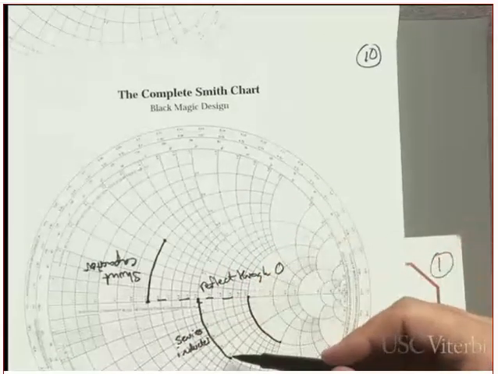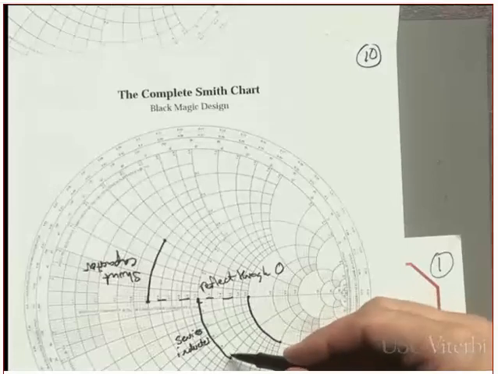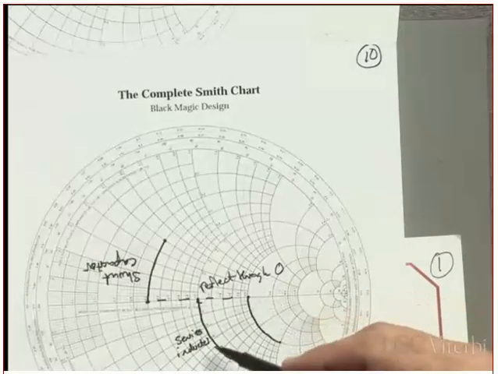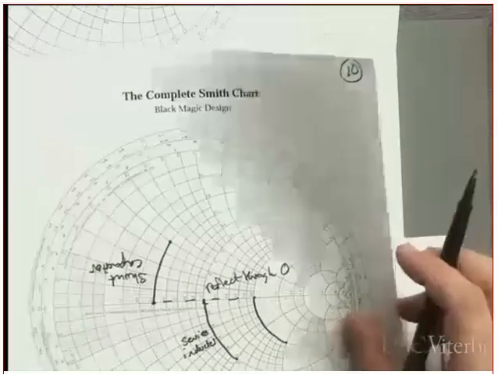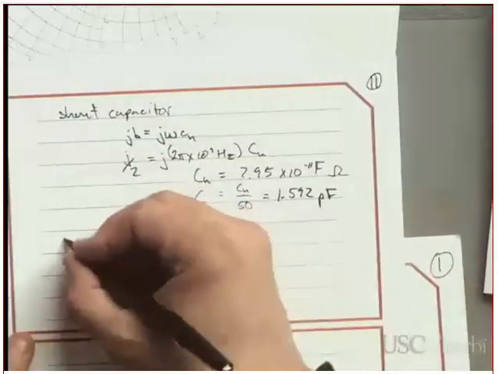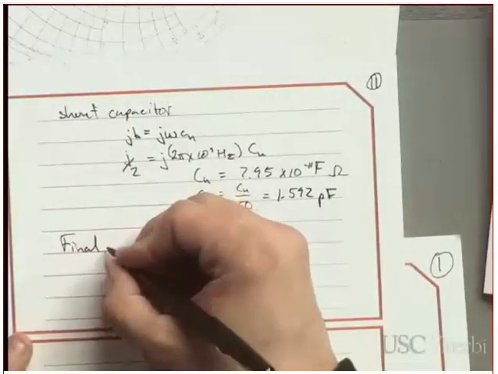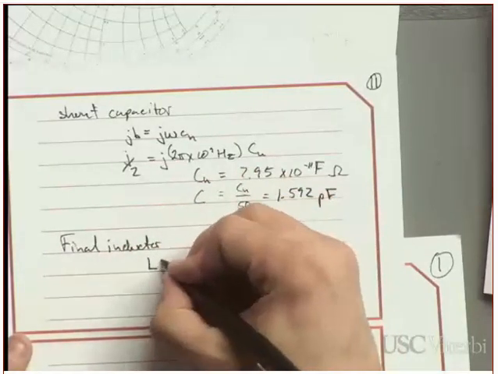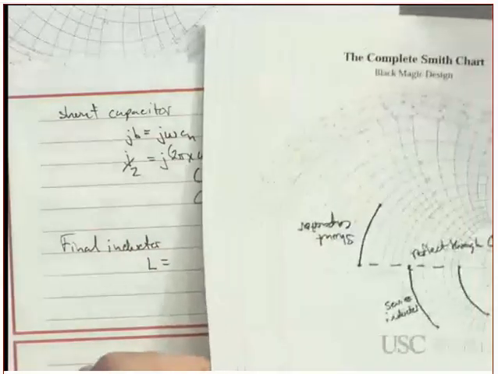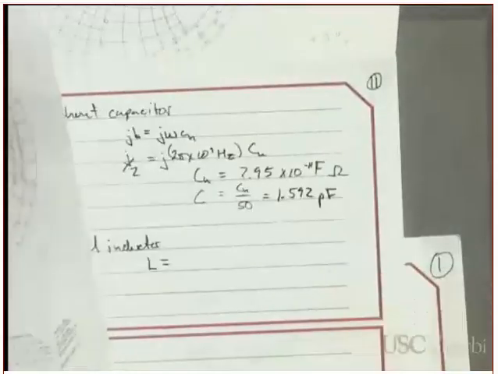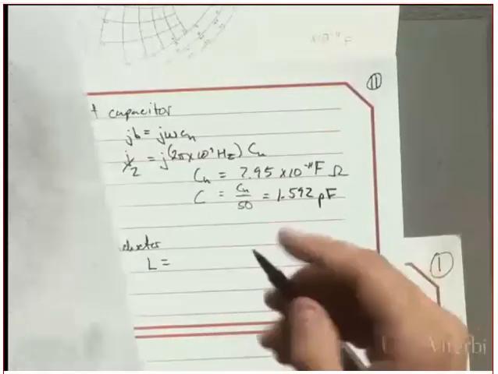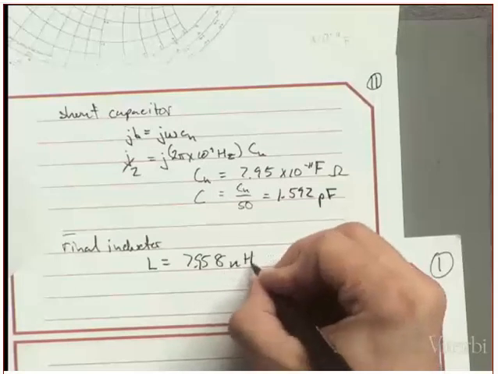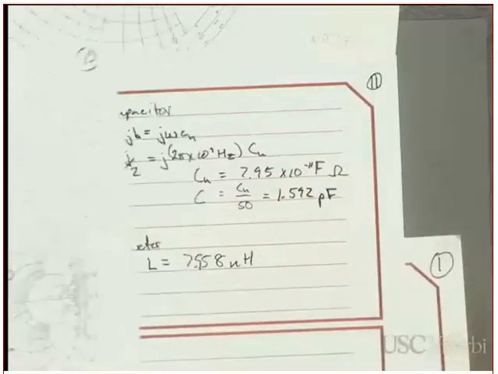Now the change in impedance here is half the change of impedance for this inductor, so that I know that the inductance of this final inductor is half the impedance, or half the inductance of the other one. So it's going to be 7.95 nanohenries. Okay, so that's my matching circuit.